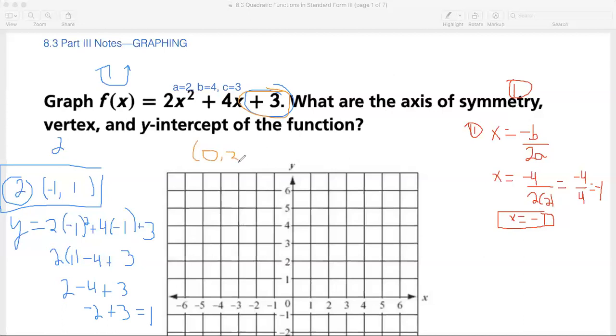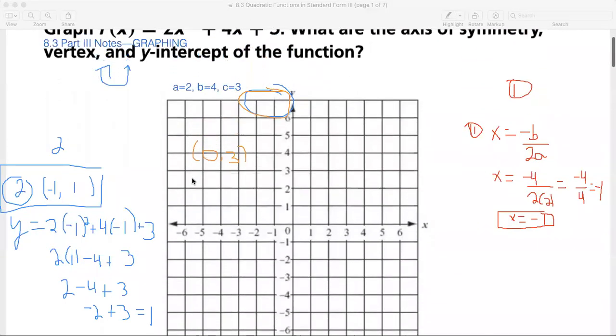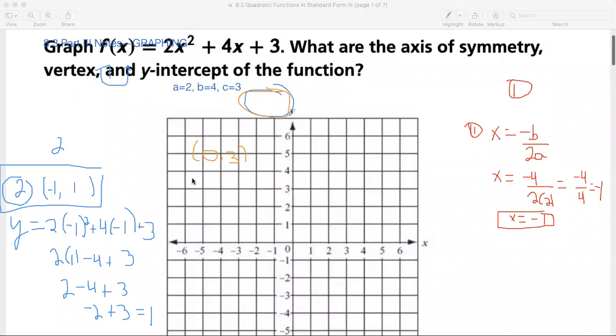Let's go ahead and put this all together. I'm going to scroll down. Let me move where my y-intercept information is, so it's not right on the graph. Our y-intercept is at 0, 3. All right, let's put this all together.